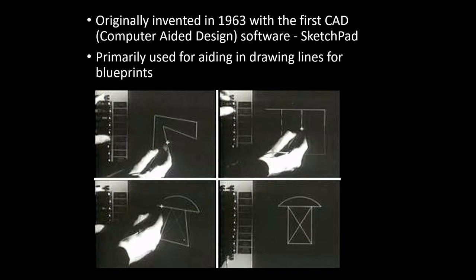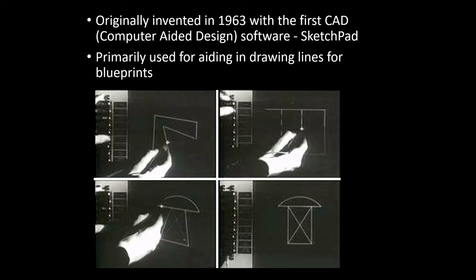Hello and welcome back. In this lesson, we are going to be covering digital painting. Digital painting is a form of painting or a form of drawing on a computer. Now, originally, this was created in the 1960s with a CAD program or a computer-aided design software.